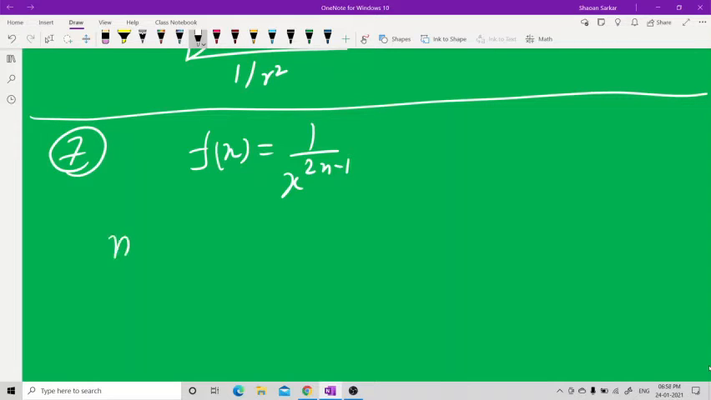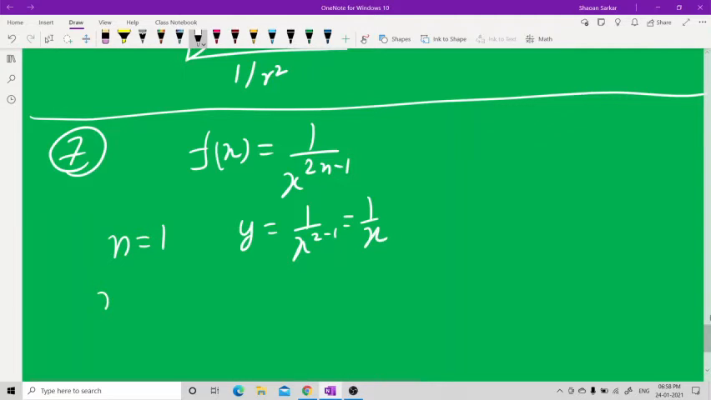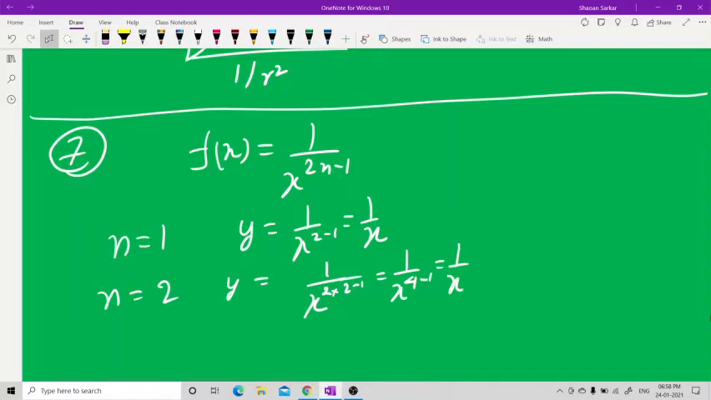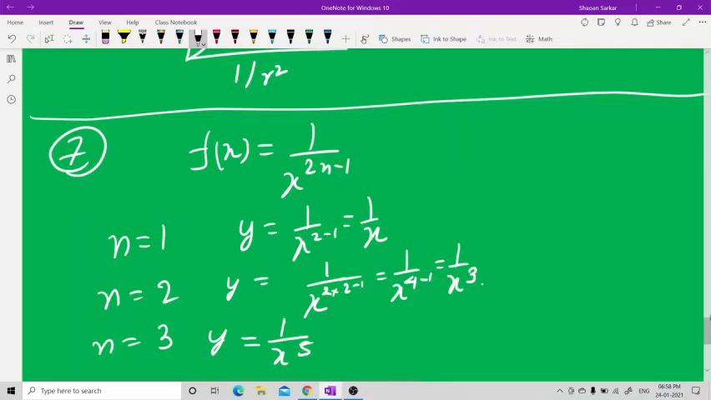When n equal to 1, you will get y equal to 1 upon x to the power of 2 minus 1, which is 1 upon x. N equal to 2, you will get 2 into 2, that is 4, minus 1, so 1 upon x to the power of 3, that is 1 upon x cube, the graph we saw just now. N equal to 3, directly, this is 6 minus 1, 1 upon x to the power of 5, and so on, odd powers.